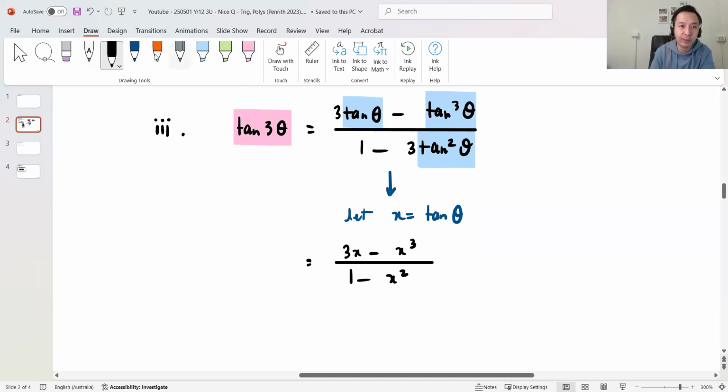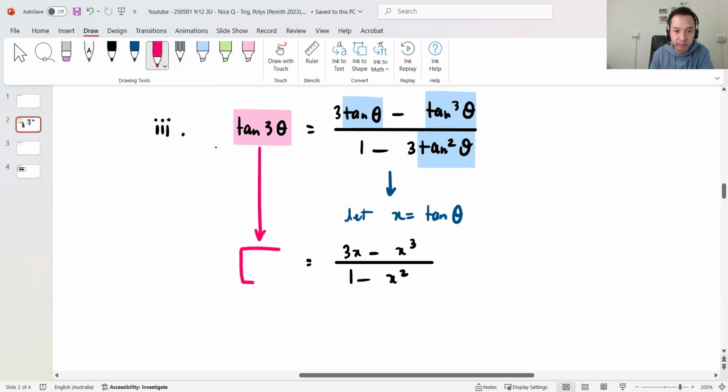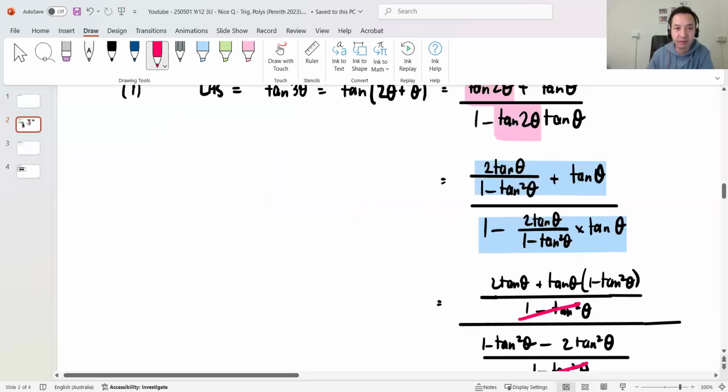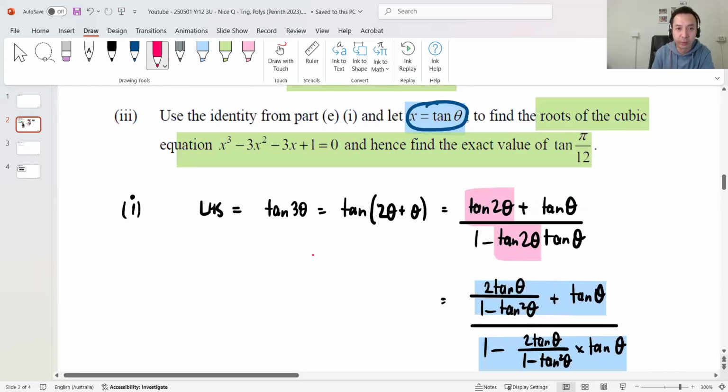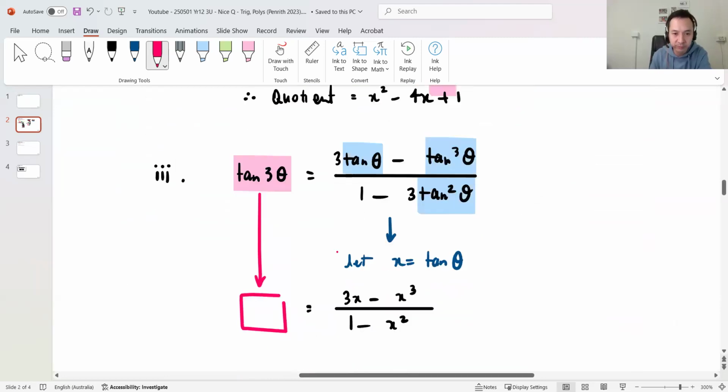I've got to be really smart about this. I need to create my cubic equation, right? I want to create something that looks like x cubed minus x squared minus x plus 1. So I have to let this side be something to make that happen.